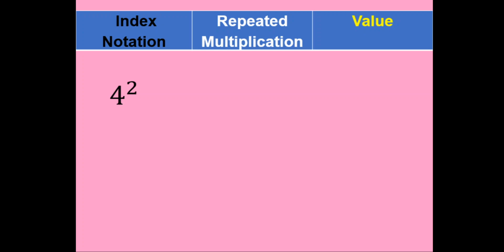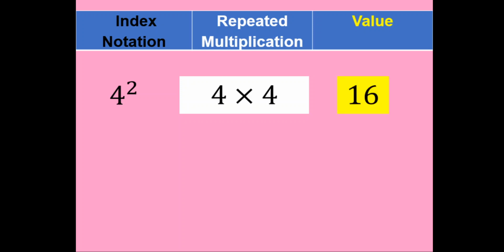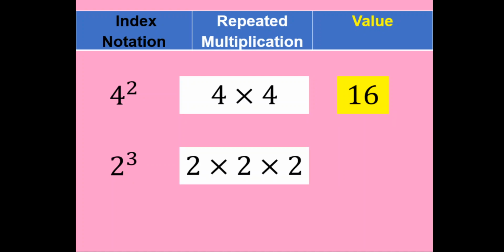In this example, 4 is our base and 2 is our exponent. So we get 4 times 4, which is 16. In this next example, our base is 2 and our exponent is 3. So we have 2 times 2 times 2, which is 8.